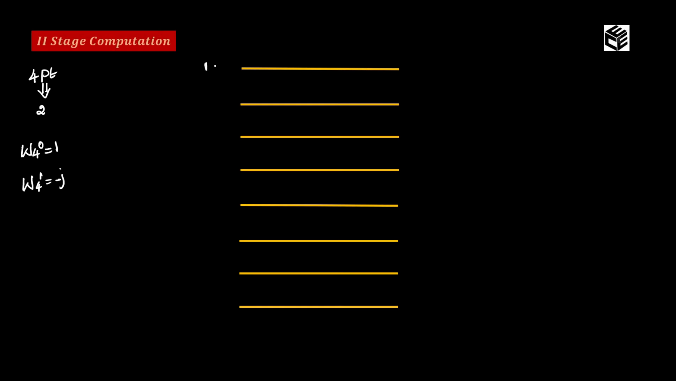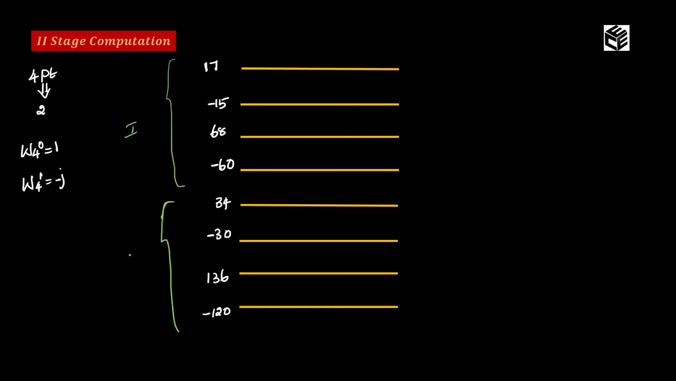I'm just mentioning here the values, that is 17, minus 15, 68, minus 60, 34, minus 30, 136, minus 120. So here the first four forms a set and the second four forms another set. Right. Now I am going to equally divide the plus 1 and minus 1 lines. Okay. So the first two will take plus 1. The second two will take minus 1. Here also the same, plus 1, minus 1. Wherever there is minus 1, I will be adding the Twiddle factor.